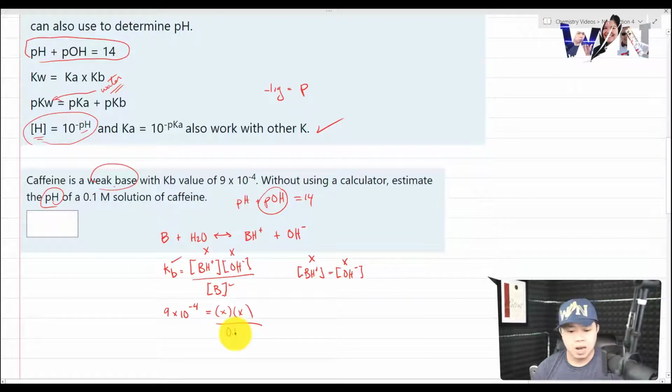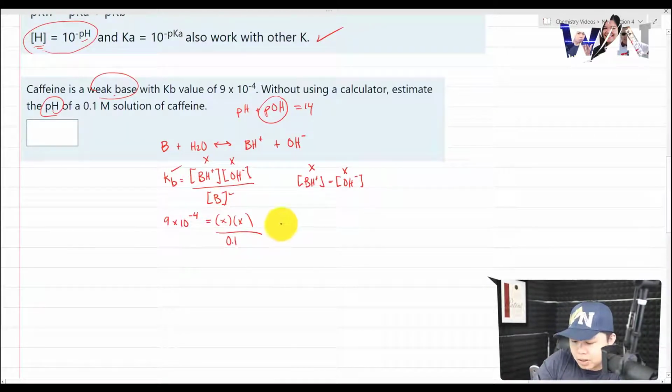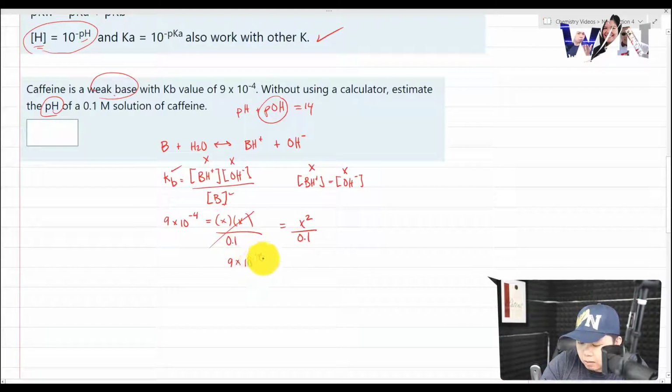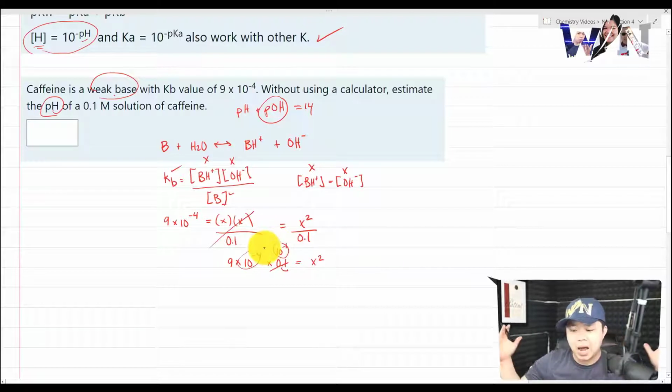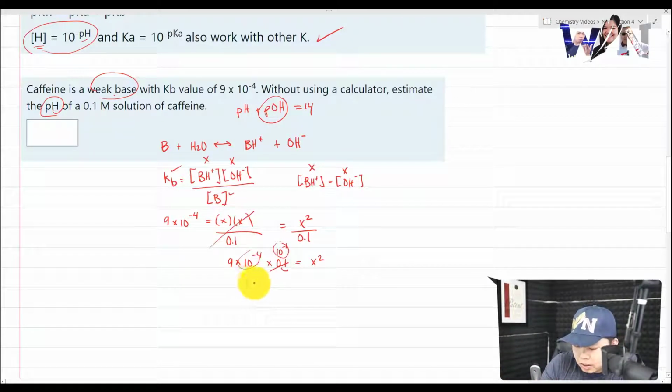There you go. And in this case, we're not going to use a calculator. We are going to do this without a calculator. So what's this going to equal? X squared over 0.1. Okay, so we can kind of ignore that part. So now we have 9 times 10 to the negative 4 times 0.1 equal to X squared. Well, look at this one. This is not very useful to us, so we have to rewrite the 0.1 as times 10 to the negative 1, because it's one decimal place over. So we multiply these together. Basically, you add the exponents. Now what do we have? We have 9 times 10 to the negative 5 equal to X squared.